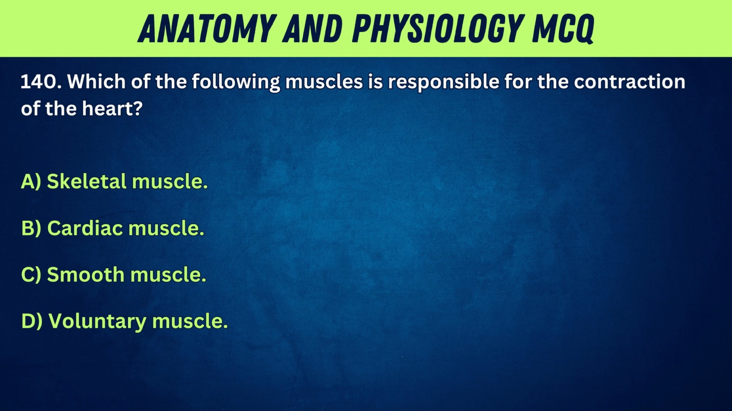140. Which of the following muscles is responsible for the contraction of the heart? A. Skeletal muscle. B. Cardiac muscle. C. Smooth muscle. D.